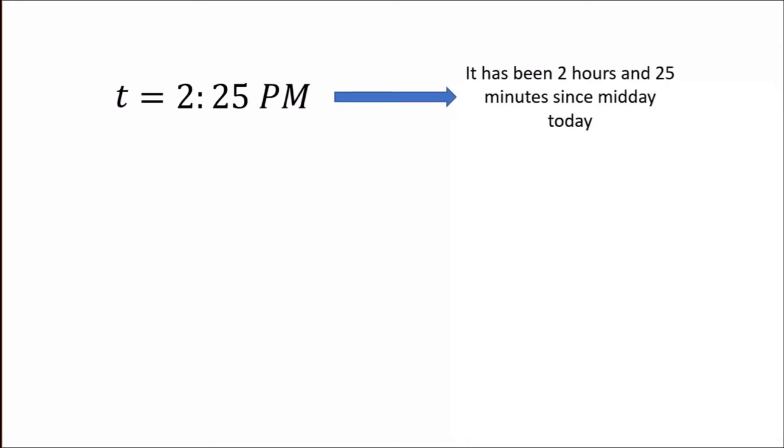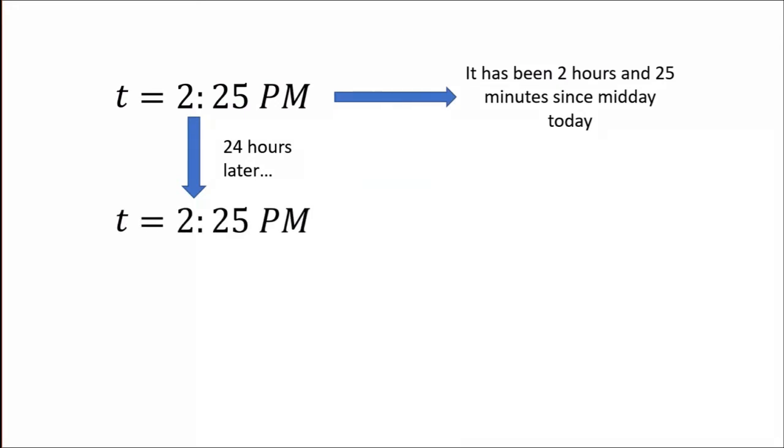What time is it right now? How would you answer that question? Probably you would look at your clock and tell me 2:25 p.m., or whatever time it is that you are watching this video. But really what you would be saying is that it has been 2 hours and 25 minutes since midday of this day. In 24 hours from now, it will be 2:25 p.m. again, but obviously it will be a different moment in time with different events occurring.